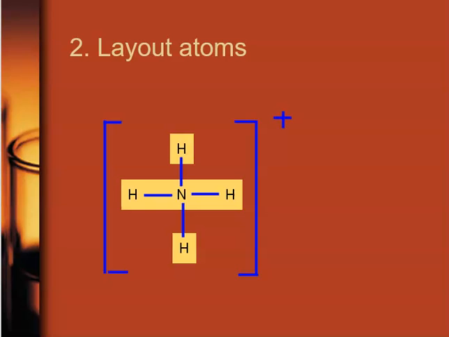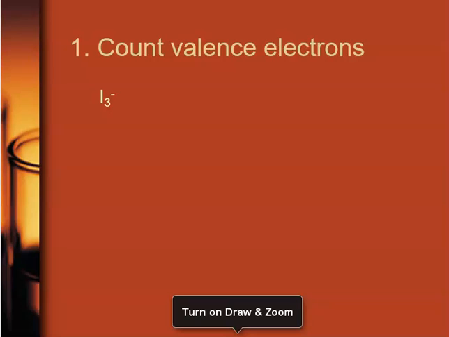Okay, so let's have a look at something a little bit more complicated. Here I would like to show you the Lewis diagram for the triiodide ion. That is I3 minus, 3 iodines and 1 negative charge. So how are we going to do this?